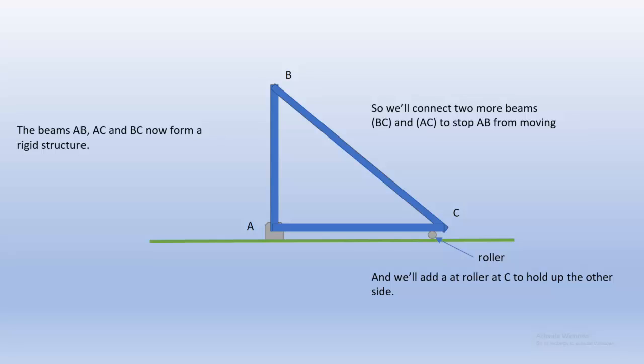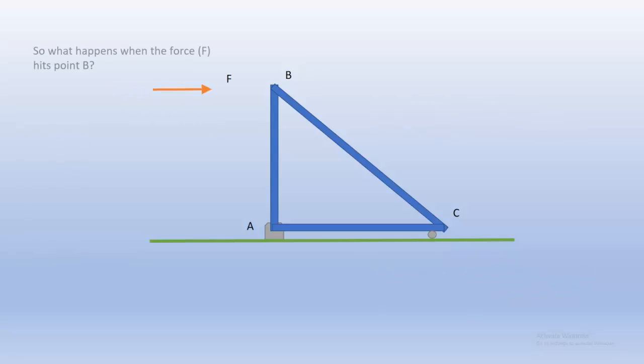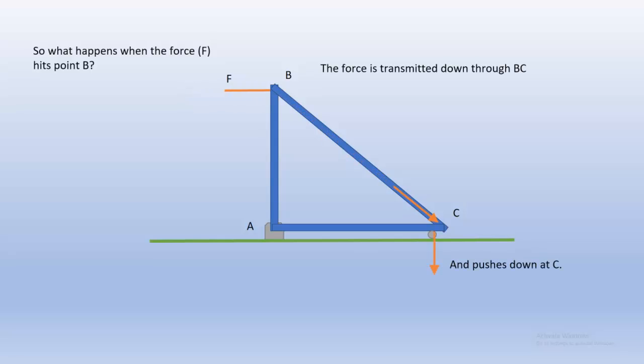So let's see how this will work out now. If we apply a force then at B, again, the force is going to transmit down through BC, and it will push down at C. It's also important to see that the beam BC will also try to push outward at C, and we'll take a look at that later.